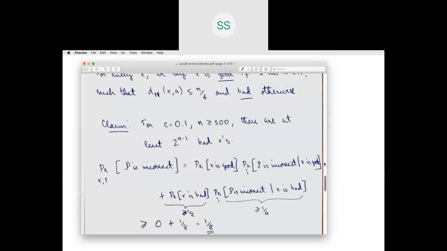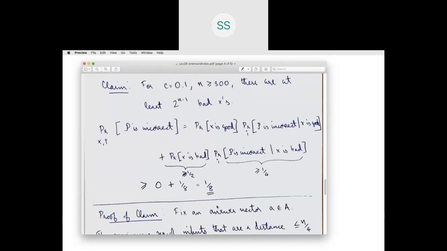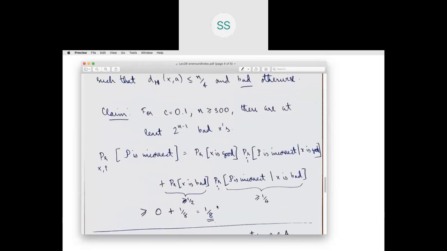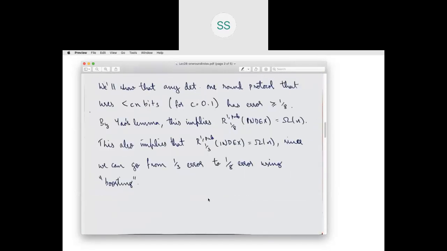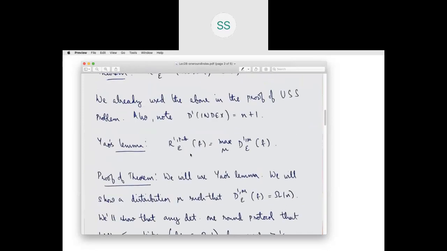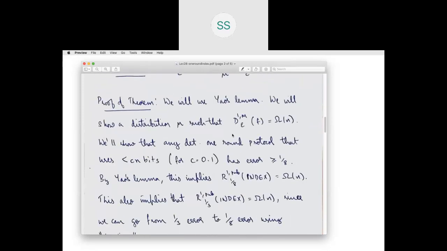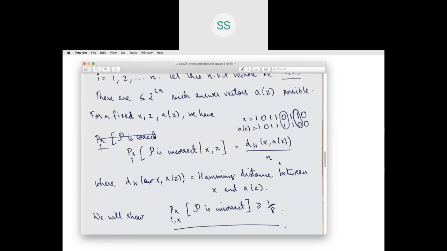And the first term is lower bounded by 0. It is something, but we just take the trivial lower bound of 0. So you get 0 plus 1/8, which is equal to 1/8. So now we have shown, with the help of this claim, that the probability that P is incorrect is at least a constant, which is what we wanted to show. We said that for a particular distribution, for c equal to 0.1, we will show that it has error at least 1/8, and that's what we have shown.